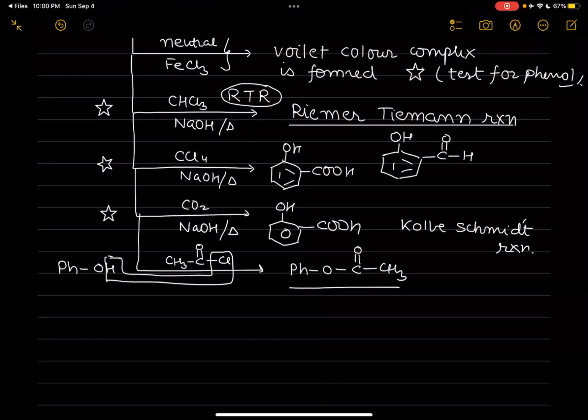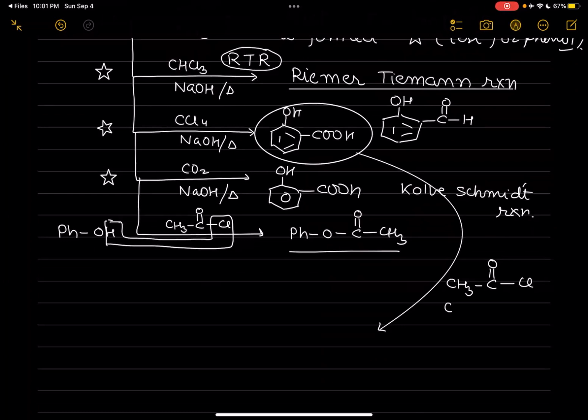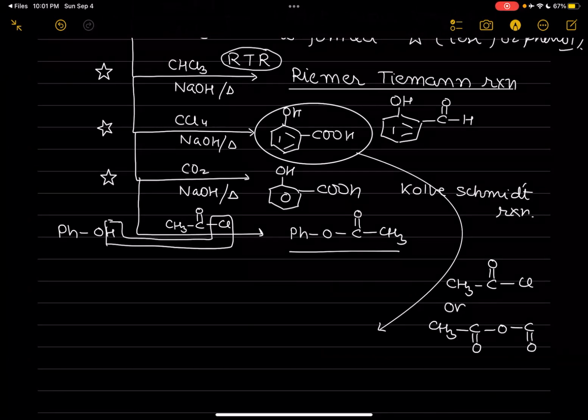Kolbe-Schmidt reaction. This salicylic acid, if I do the acetylation by using CH3COCl or acetic anhydride, what do you get? This is Kolbe-Schmidt, where you use CO2.